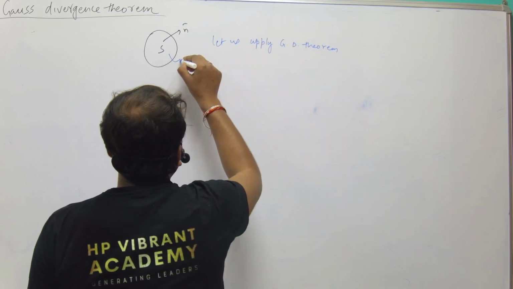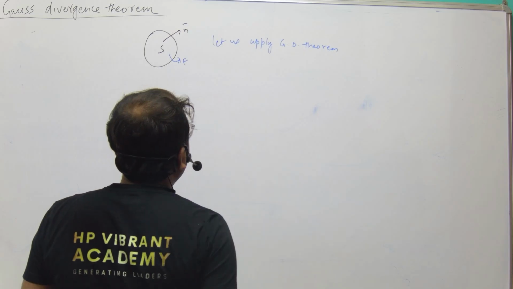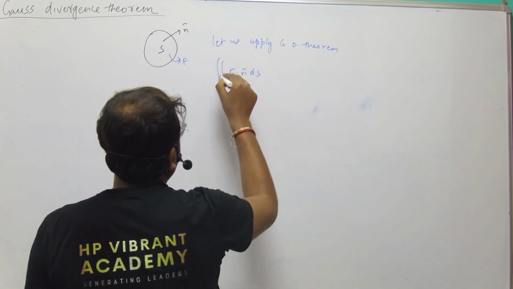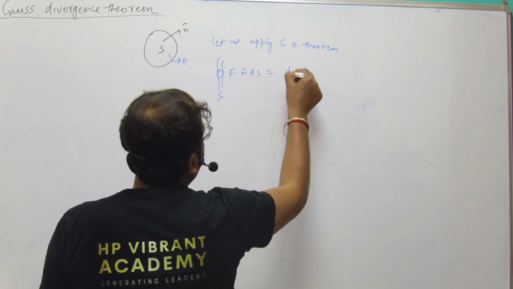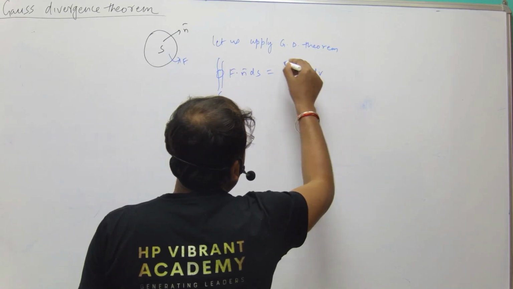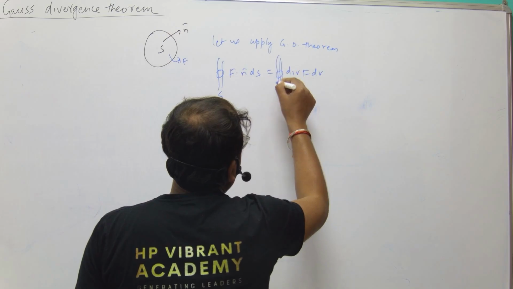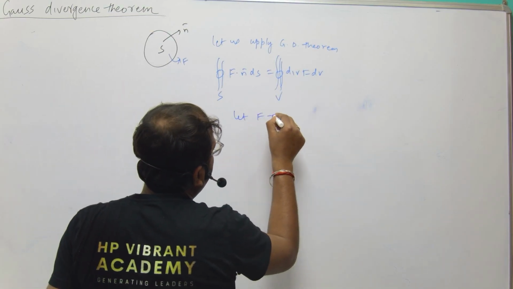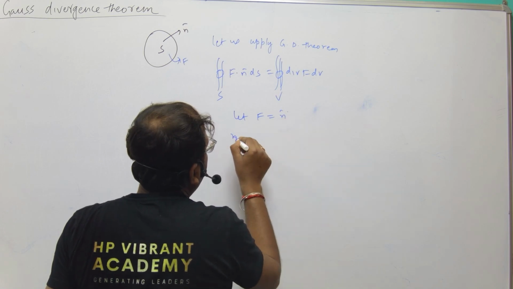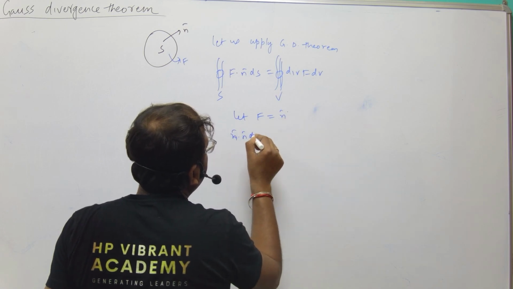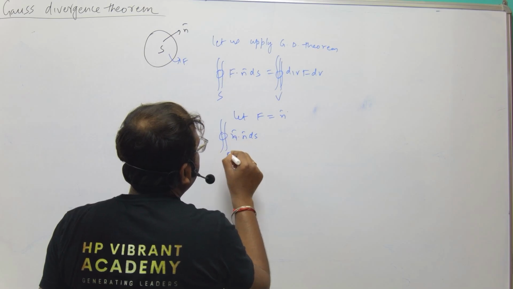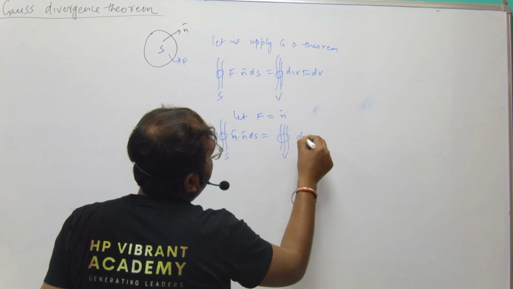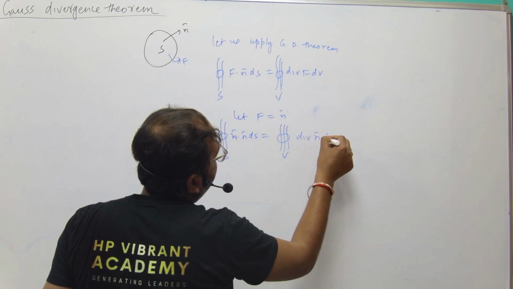Let us consider F as a vector point function. So we have the surface integral of F dot n cap dS along the surface S is equal to the integral of divergence of F dV. This is a volume integral. Now let F be equal to n cap. So we have n cap dot n cap dS along the surface S, equal to the triple integration along the volume V of divergence of n cap dV.